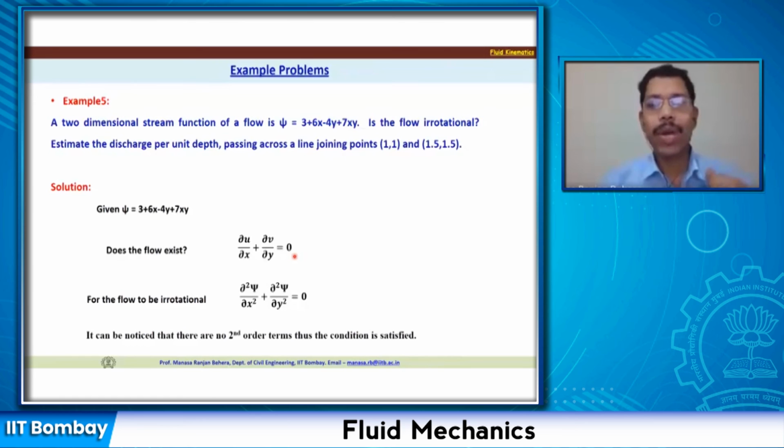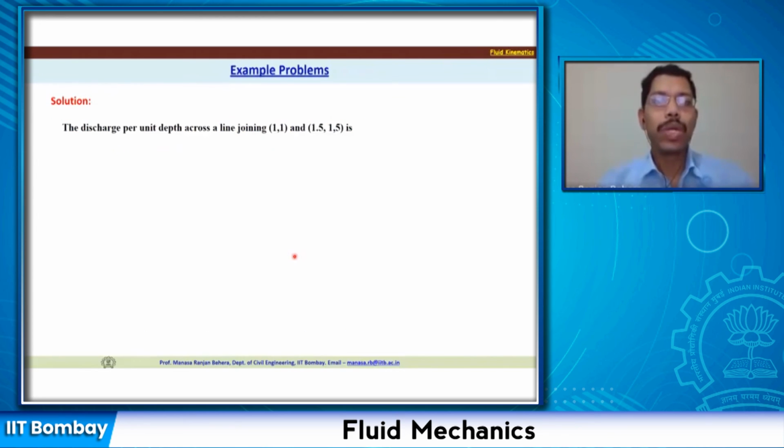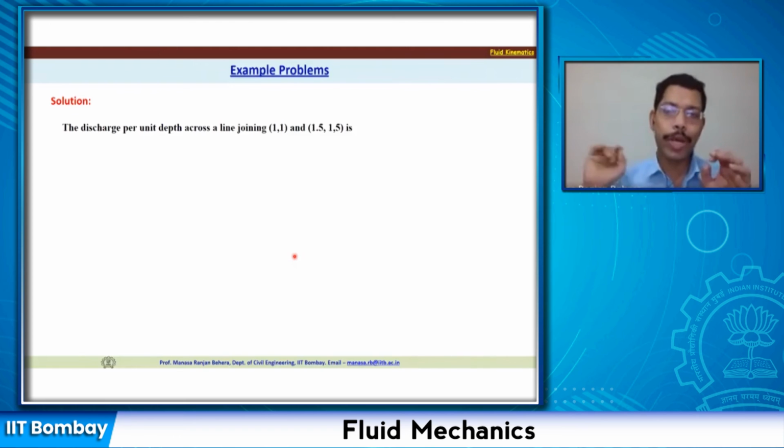Now let us look at the next part of the question, that is estimate the discharge per unit depth. Now what is the discharge? We know that the discharge between 2 points is, let us say, psi 2 minus psi 1. So I have point 1 and point 2. The line passing through point 2 is psi 2. The line passing through point 1 is psi 1. And if I take the difference, then I will get the discharge.